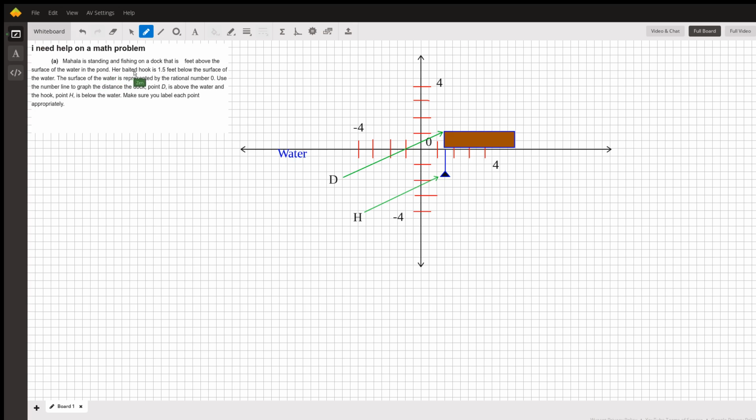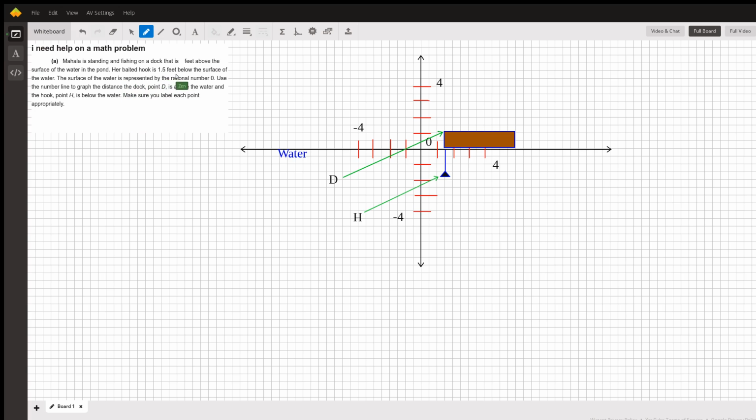Mahala is standing and fishing on a dock that is, well, let's just say a certain number of feet above the surface of the water in the pond. So here we have a dock, and here we have water. So she's a certain number of feet. We don't know exactly what that number is. We just know it's a certain number of feet above the water.